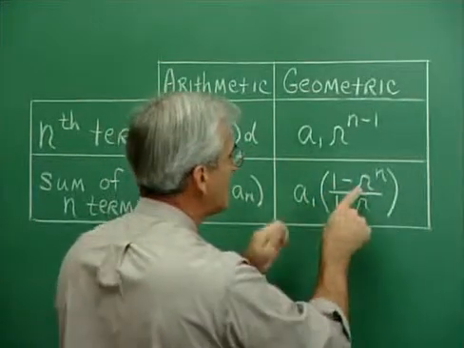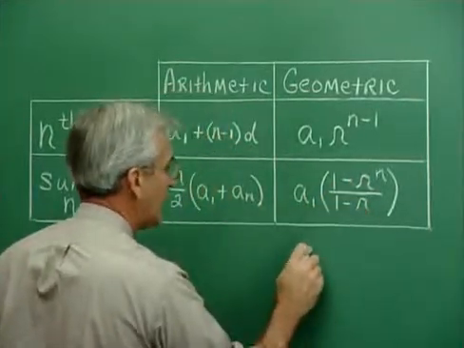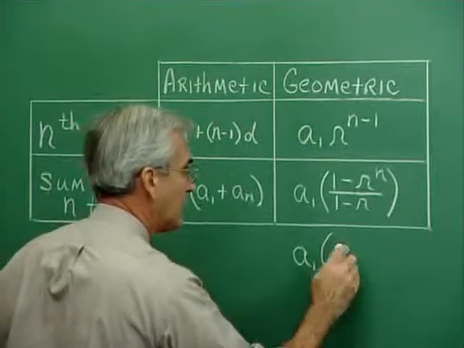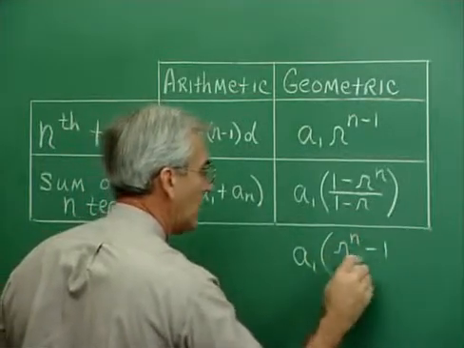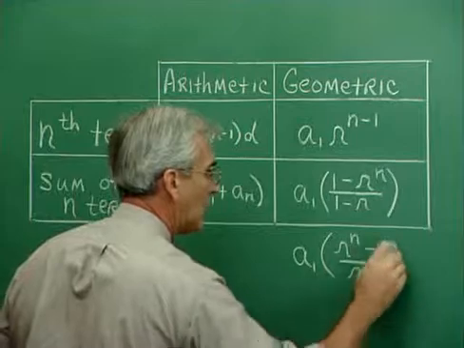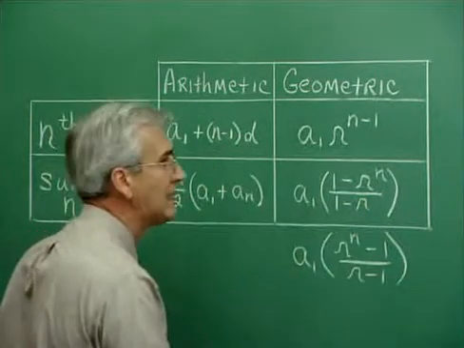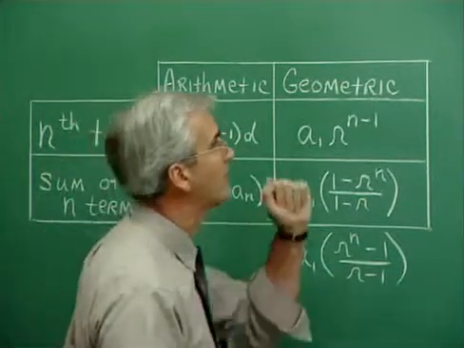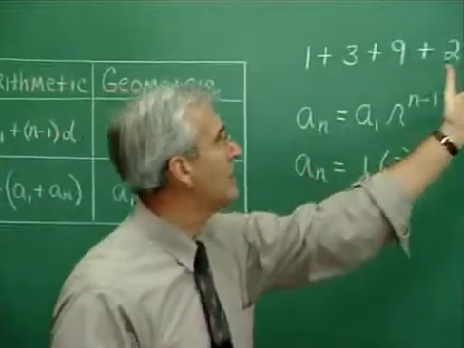That is, we could write this as r to the n. Here, I'll show you. I could write this as r to the n minus 1 over r minus 1. This is just a variation on the same idea. Okay, here's a problem. Suppose we want to add these items.